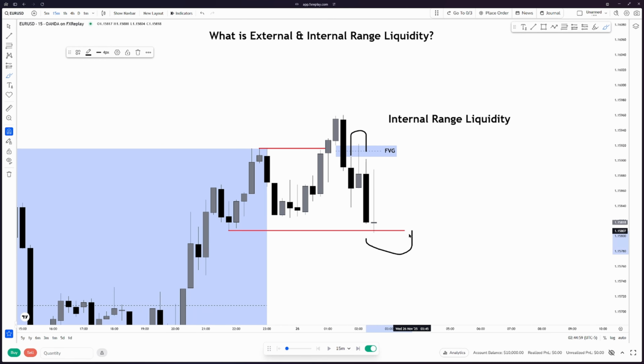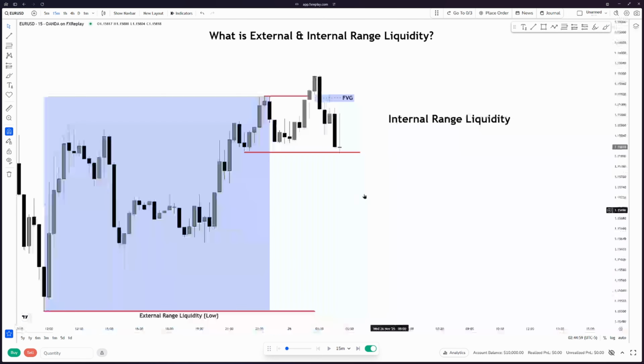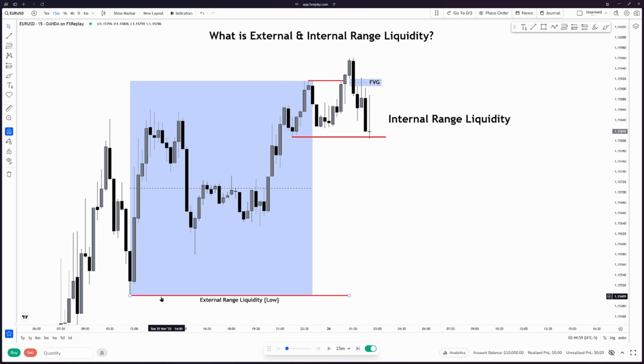What I'm showing you is simple but powerful. Once the external levels are swept, we know price is likely to reverse and move toward the opposing external liquidity. And here's the key. We can use internal range liquidity to enter trades with precision, targeting those external levels.